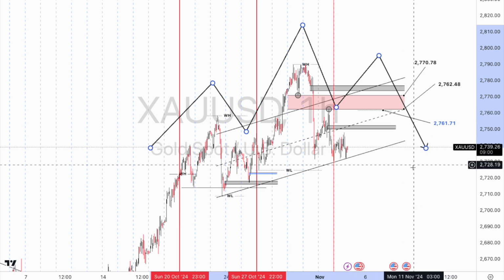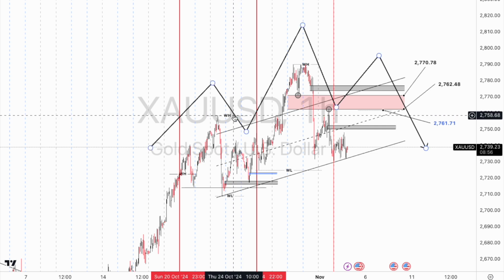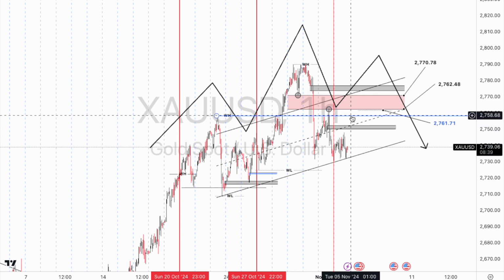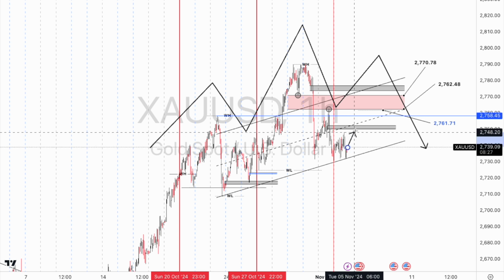The better way of looking at this is to use the actual levels of the shoulder. So this here is the shoulder. If I draw a line directly across, we can see that should price find its way to tapping above this level over here, which is the previous weekly high, that number is 2758.45.